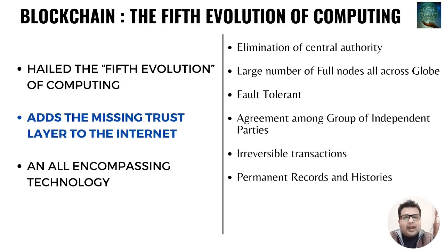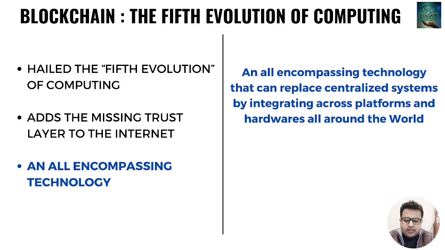That's why blockchain adds the missing trust layer, and hence it's the fifth evolution of computing. And blockchain is an all encompassing technology. It means blockchain can conquer the digital space. Now we can see that of all the digital technologies you are using, most are based on centralized architecture. Centralized architecture has conquered the digital space, and blockchain has all the capabilities to replace it. It can conquer the digital space.